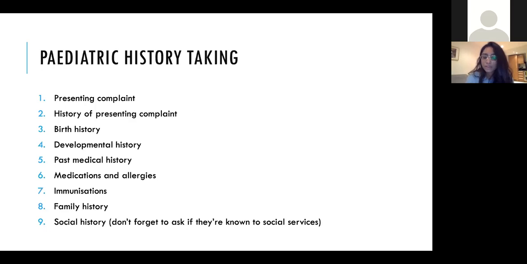always ask if they're known to social services. It can sometimes throw off parents, but I always say it's a routine question that we ask everyone, and you have to ask, especially if your history taking is for delayed puberty. We'll go on to that later, but you need to know if there are any social concerns, generally speaking.